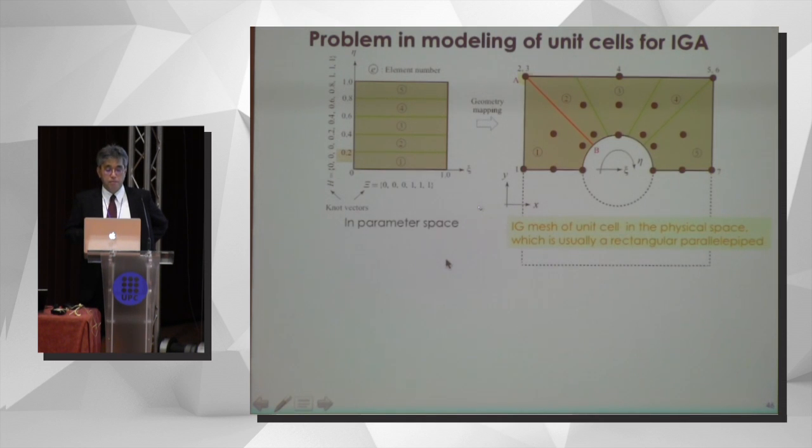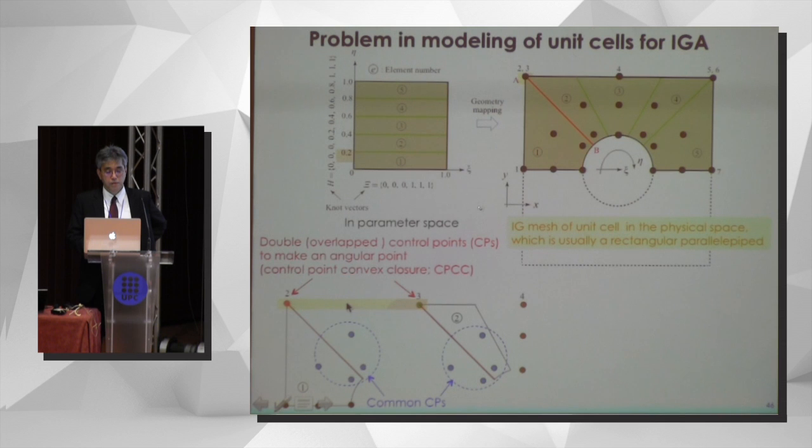Then let me specify the problem in the modeling of the unit cell for the isogeometric analysis. Here we have the isogeometric mesh in a parameter space. Then we can generate the isogeometric mesh of the unit cell of this type in physical space here, which usually is a rectangular parallelepiped like this. Then pick up two elements here. These are the common control points, so we don't care about this. But look at these two control points, which are not common but overlapped here, in order to make an angular point. In this case, we should have the continuity equation of the control displacement of this control point here. This one can be satisfied without any constraint condition due to the feature of the isogeometric analysis.